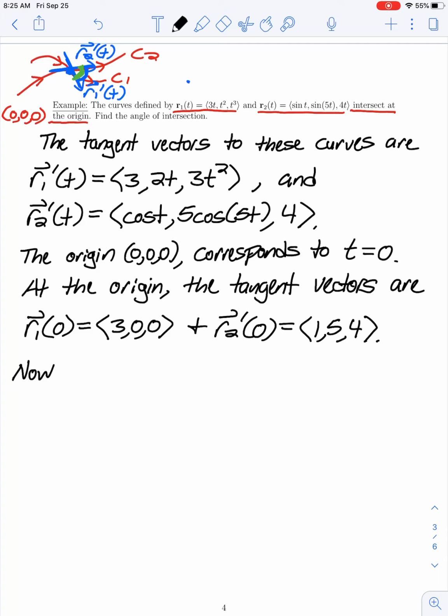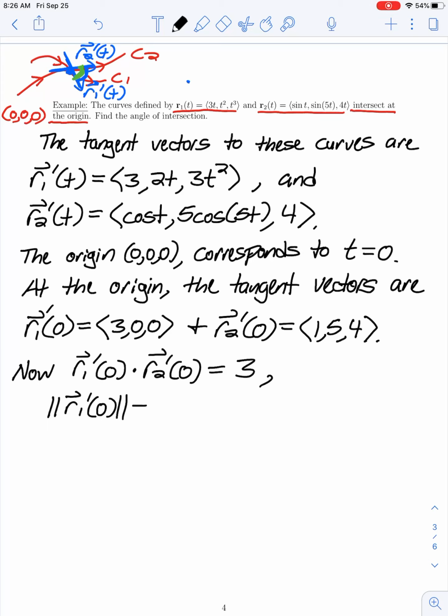So let me say, now that we have these, we can calculate r1 prime of 0 dot r2 prime of 0. So here our dot product would be 3 plus 0 plus 0, so just 3. The magnitude of r1 prime of 0 would be the square root of the sum of the squares of the components. So the square root of 9 plus 0 plus 0, which is 3.